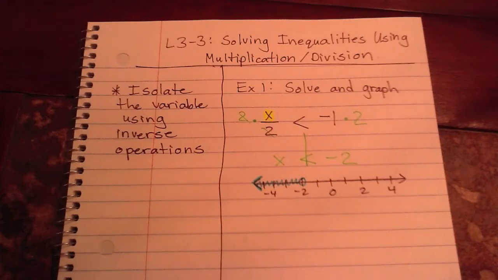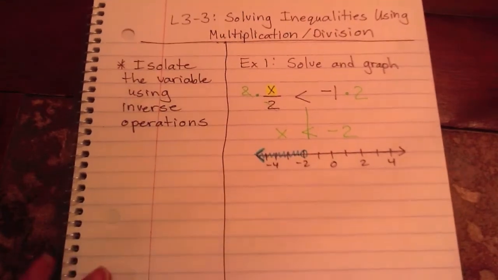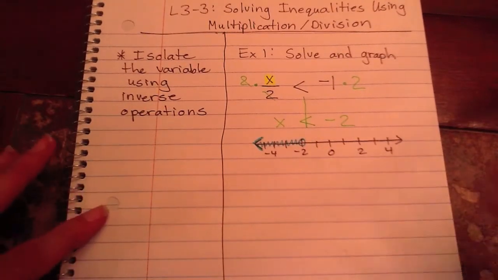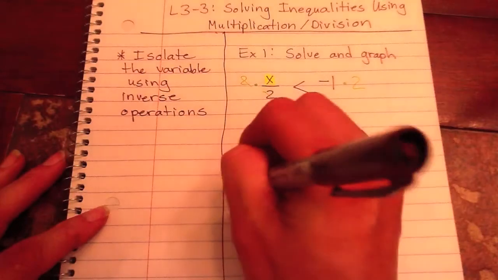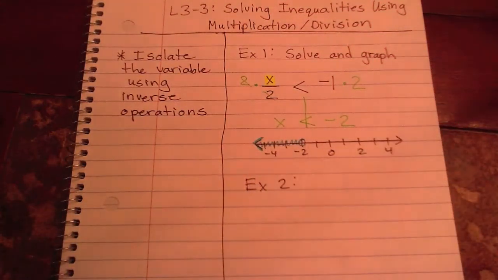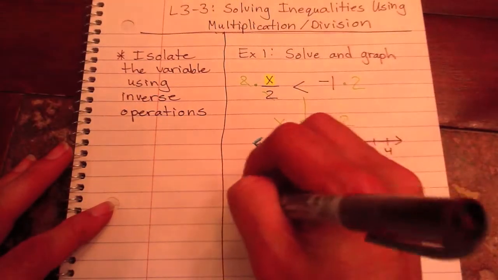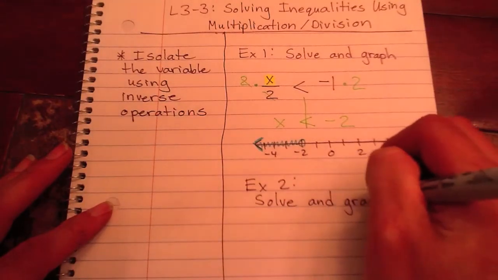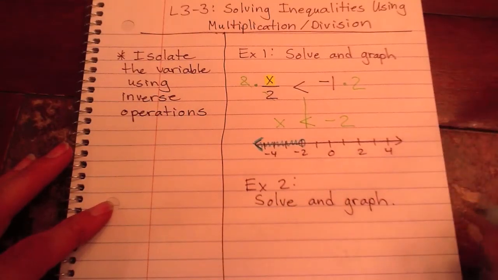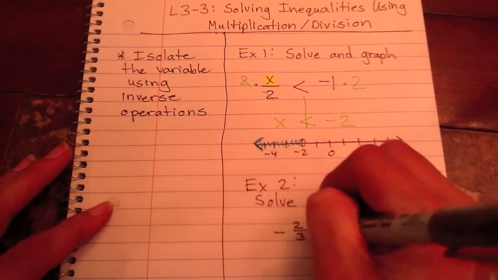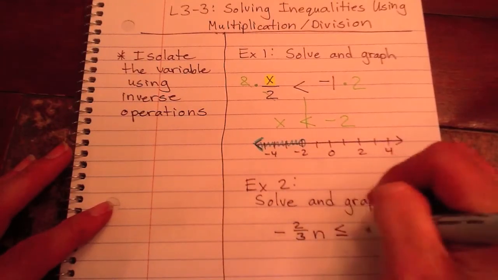So let's look at another example. Example 2 in the book actually shows you 4 graphs and asks you to pick the one that works the best, but I'm just going to have you solve and graph it again. Solve and graph -2/3 n is less than or equal to 2.